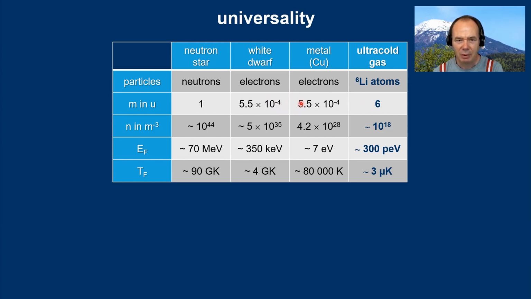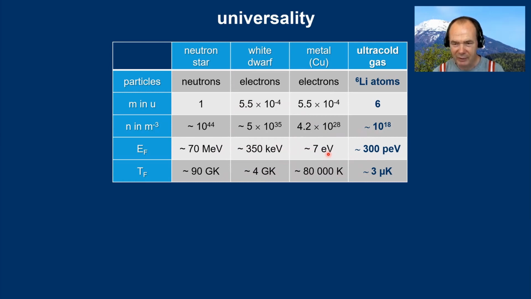And the number density in the neutron star is something like 10^44 per cubic meter. Now it gets less for the white dwarf, even less for the metal, and for the ultra-cold gas, it's only 10^18 per cubic meter, or 10^12 per cubic centimeter. So you see in the number density, there is a factor corresponding to how many? 26 orders of magnitude. 26 is quite a lot. The Fermi energy ranges from 70 mega electron volt to 300 pico electron volt for the ultra-cold gas. Fermi temperatures are in the range of 100 gigakelvin. In the ultra-cold gas, it's 3 microkelvin, or even less, 1 microkelvin in some experiments. You see there's an enormous range covered by these numbers, many, many orders of magnitude.